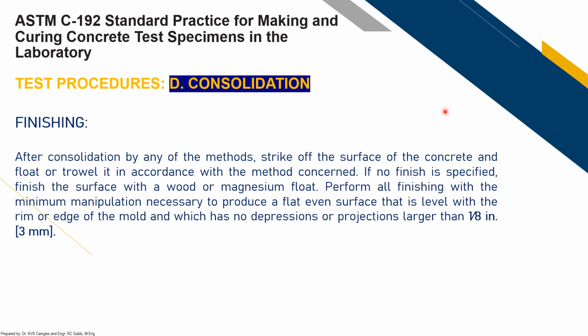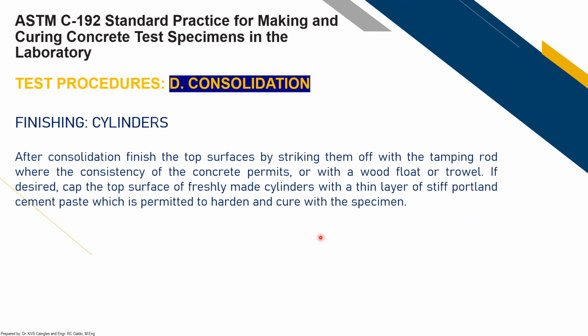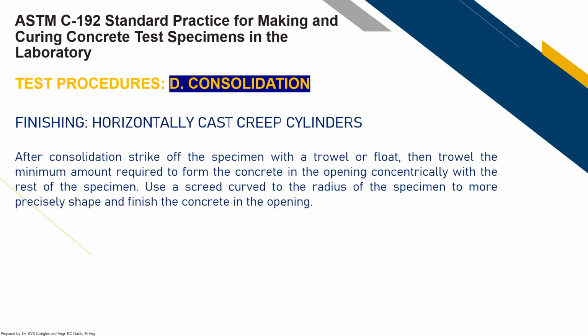Okay, so now you need to strike off the surface of the concrete and float or trowel it in accordance with the method concerned. If no finish is specified, finish the surface with a wood or magnesium float. Perform all finishing with the minimum manipulation necessary to produce a flat, even surface that is level with the rim or edge of the mold and which has no depressions or projections larger than 1/8 inch or 3 millimeters. It is the same finishing procedure as for your cylinder molds. And for the horizontally cast creep cylinders, the finishing method is also the same.